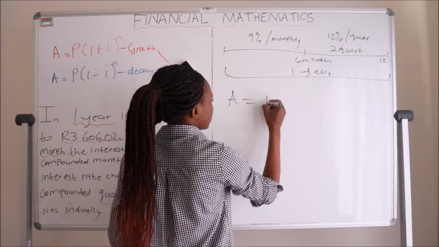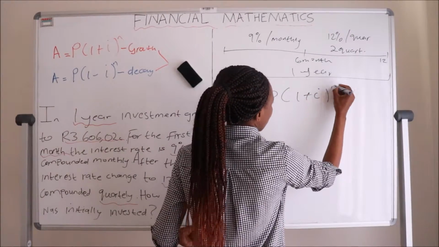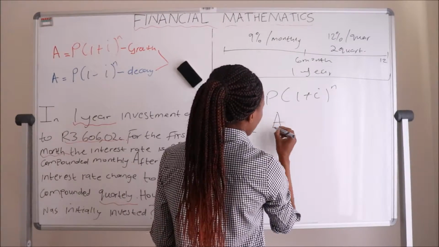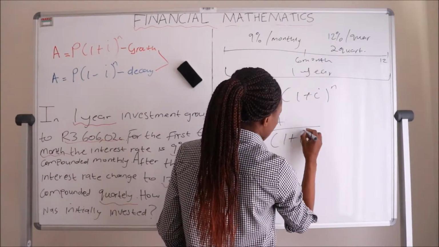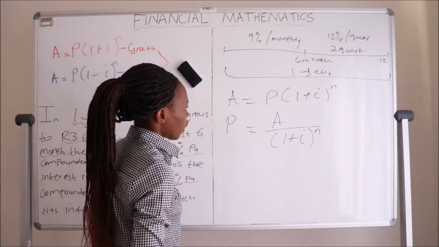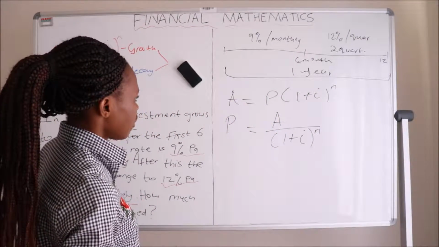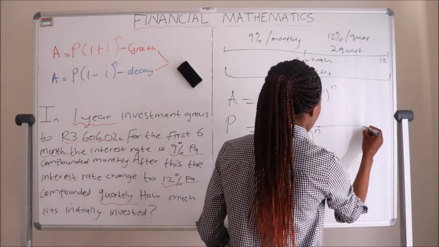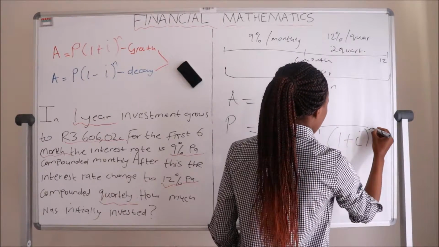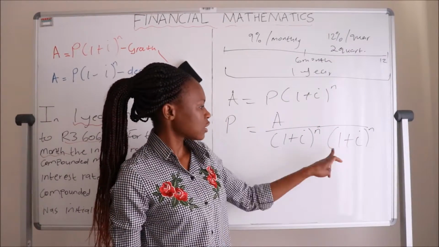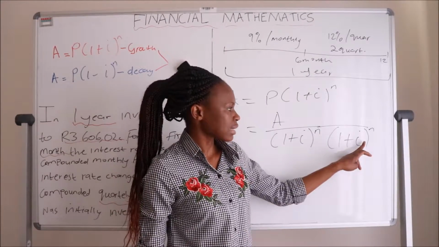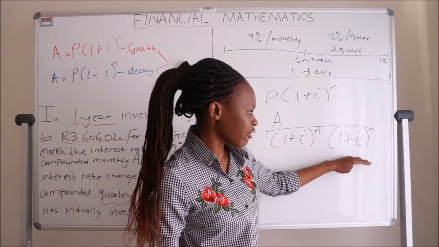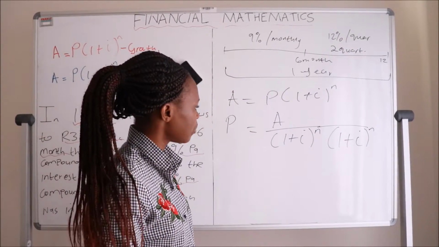Here we have A is equal to P into 1 plus i to the exponent of n. What we're looking for is P, so we make it the subject of the formula, and have P is equal to A over 1 plus i to the exponent of n. Having different interest rates, because we have 2 different interest rates, that means that we have to have 2 of these, 1 plus i to the exponent of n and 1 plus i to the exponent of n. So if it changed 3 times, then we're going to have 3 of the same equation.